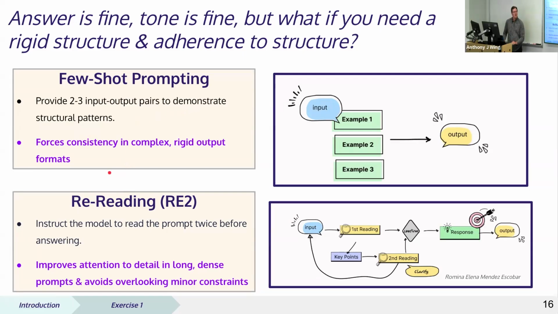We also have rereading. Maybe some people haven't really heard of this one. We're starting to get a little bit more into the minutia of some of these strategies that are out there. But this would be where you are trying to have it look again at the input that it receives in order to make sure that it really doesn't miss anything. So it's going to improve the attention to detail, especially in those long, dense prompts.